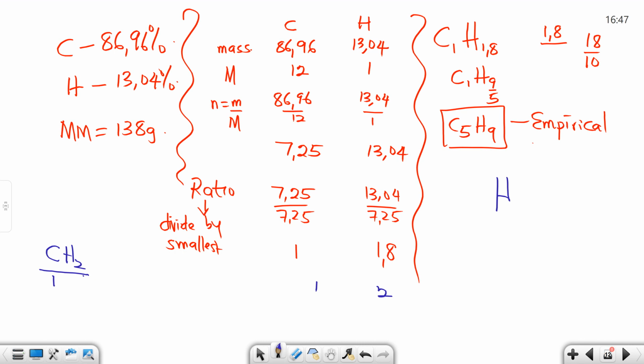Why wasn't any empirical formula in our chapter? Because it's a science. I don't know who set the paper. Empirical, I'll give you the difference between empirical and molecular. Empirical.